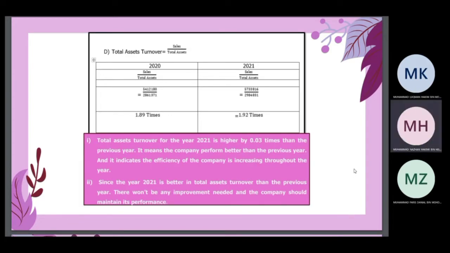For total asset turnover, in 2020 we get 1.89 times, and in 2021 we get 1.92 times. Total asset turnover for the year 2021 is higher by 0.03 times than the previous year. It means the company performed better than the previous year, and it indicates the efficiency of the company is increasing throughout the year. Since the year 2021 is better in total asset turnover than the previous year, there won't be any improvement needed and the company should maintain its performance.